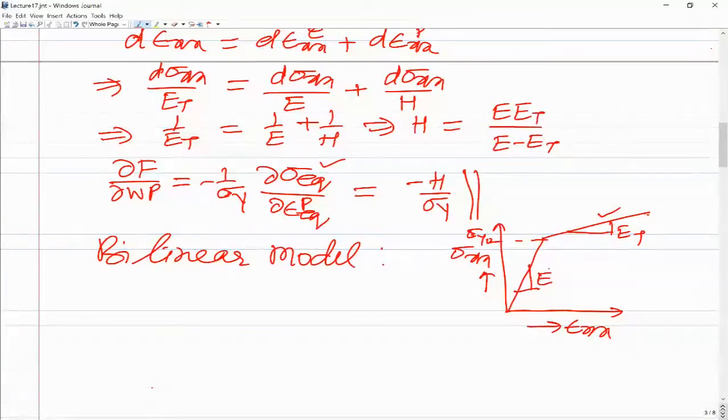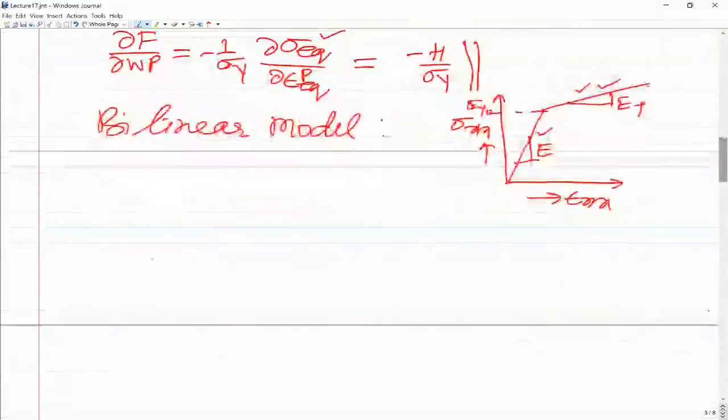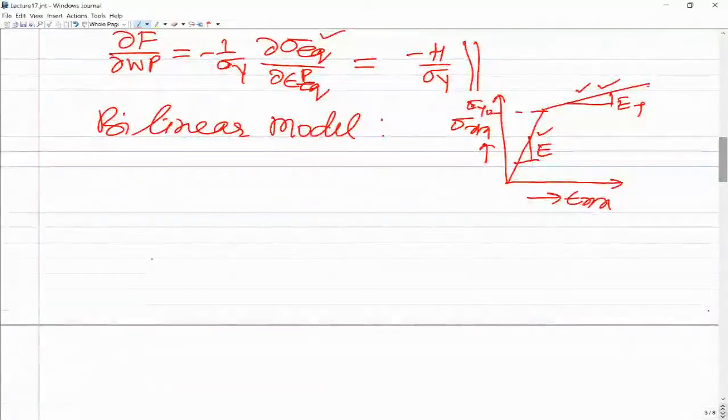Bilinear means two linear relations. So one straight line relationship is this, another straight line relationship is this. So you need E, you need sigma y naught, and you need ET, and based on that you can do the rest of your calculation. So this is known as the bilinear model. Sometimes in the software you will have this bilinear. When you go to the elastoplastic model, you can choose the bilinear model if the experimental stress strain response of the material can be accurately represented by this.